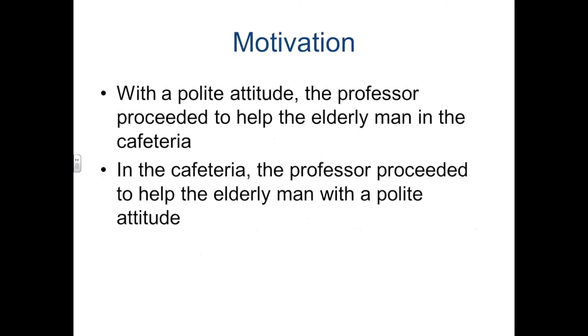Now, if you think about these two sentences, which I really like, which both have the same words, it's just that the order is different. You can see how the first sentence, with a polite attitude, the professor proceeded to help the elderly man in the cafeteria, is somewhat different to the second sentence, which again has the same words. In the cafeteria, the professor proceeded to help the elderly man with a polite attitude. So much so that even the second sentence can be ambiguous, right? Who is being polite? Is it the elderly man being helped by the professor, or is the professor helping him with a polite attitude?